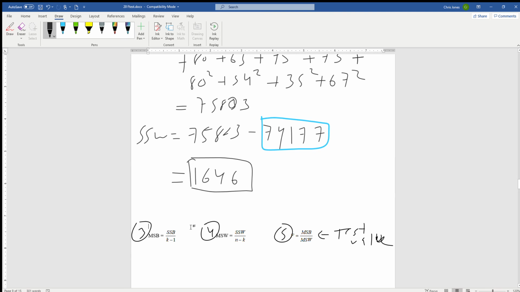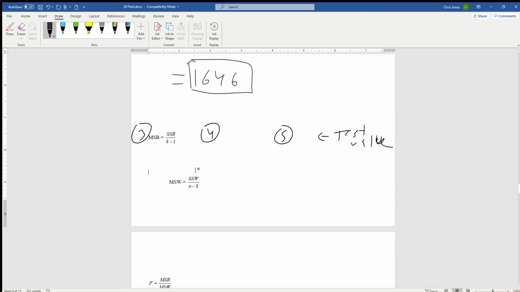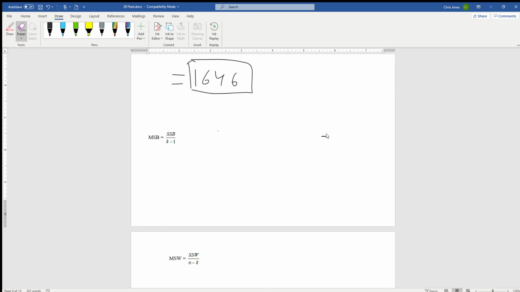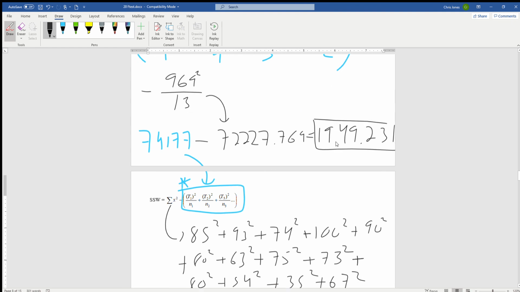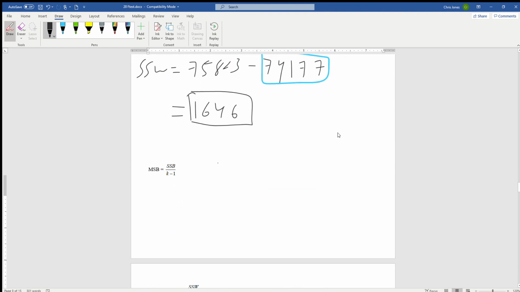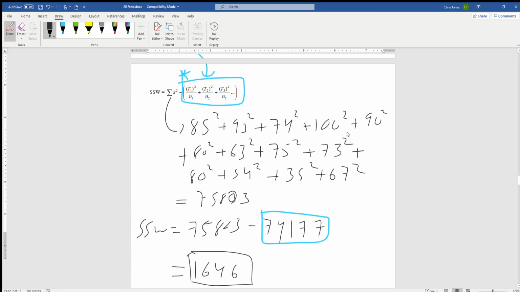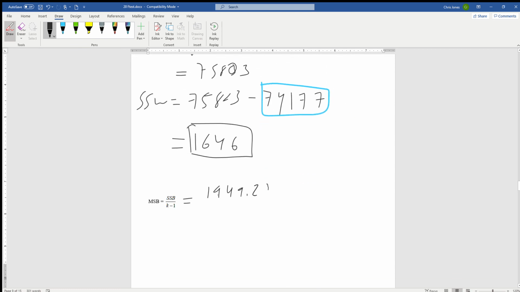So let's line these up so they're nice and set. I'm going to erase all this stuff, because it doesn't really matter anymore at this point. So SSB, remember, we got that earlier. That was 1949.231. We're going to divide that by 4 minus 1, which is 3.